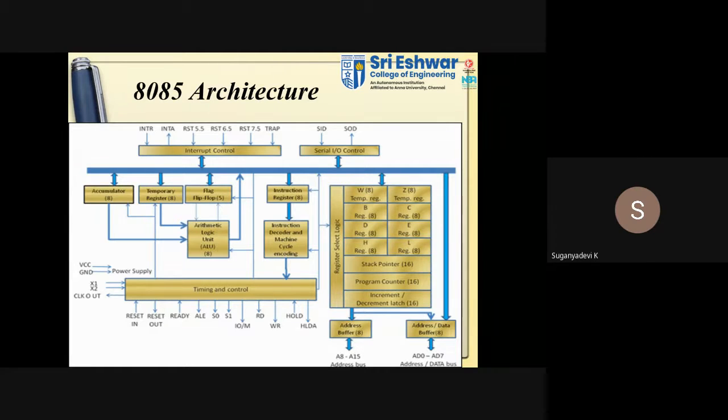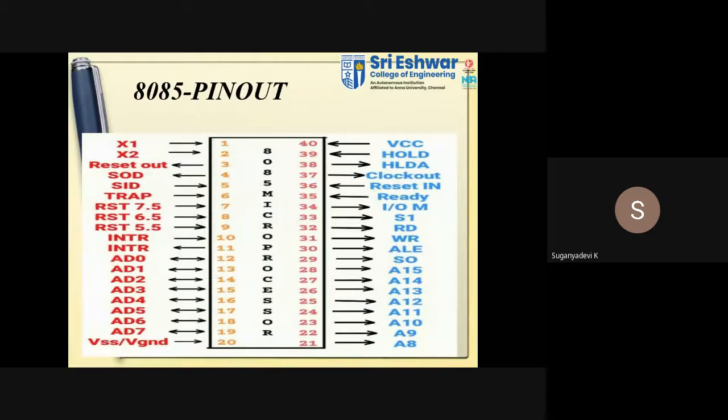So we have interrupt control, serial input output control, accumulator, temporary register, flag register, instruction register, arithmetic logic unit, instruction decoder and machine cycle encoding, timing and control, and we have some registers: stack pointer, program counter, increment decrement latch, address buffers and data buffers. We have already seen this architecture in the previous session. I'm moving to the next one, that is the pin diagram of 8085.